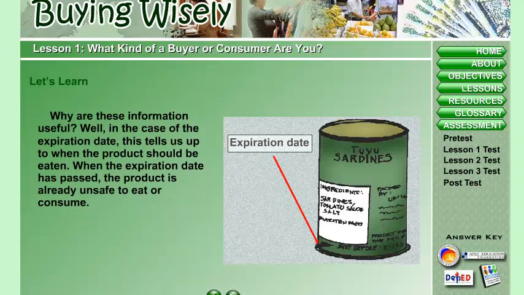Why is this information useful? Well, in the case of the expiration date, this tells us up to when the product should be eaten. When the expiration date has passed, the product is already unsafe to eat or consume.